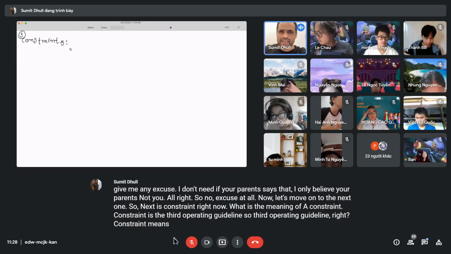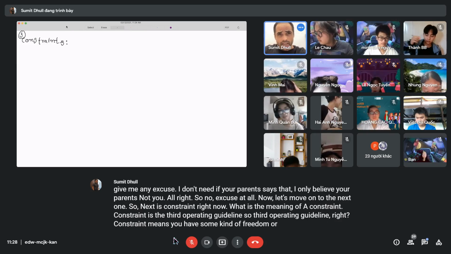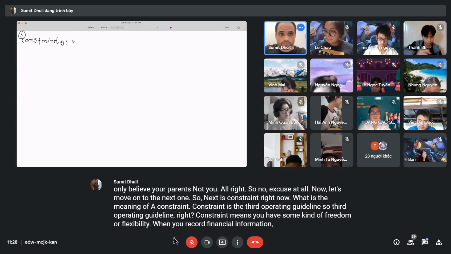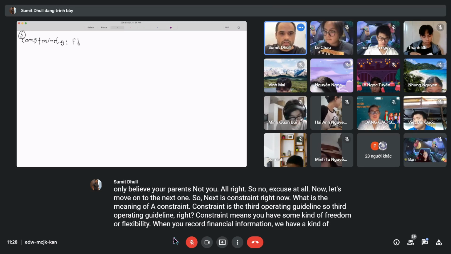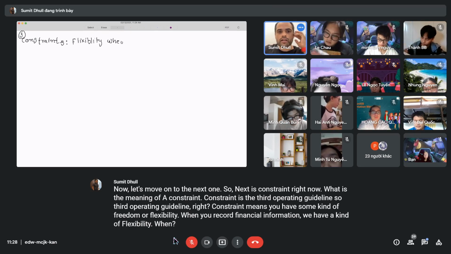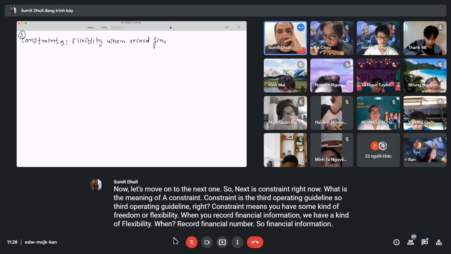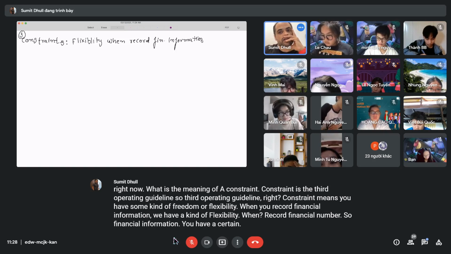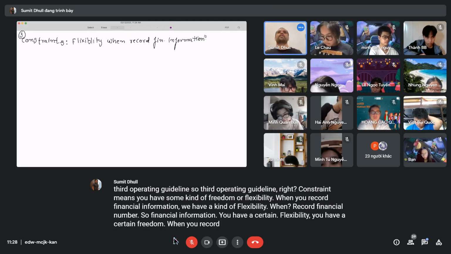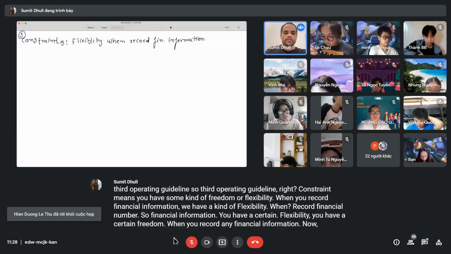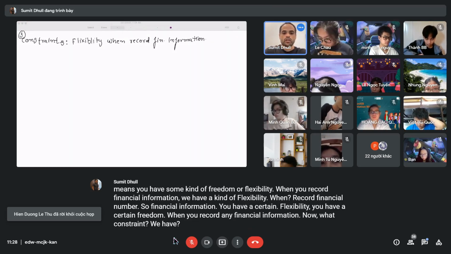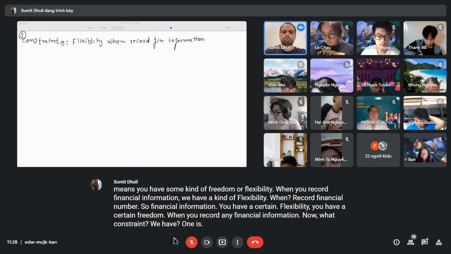Constraint means you have some kind of freedom or flexibility when you record financial information. You have a certain flexibility, a certain freedom when you record any financial information. Now, what constraints do we have? One is conservatism.